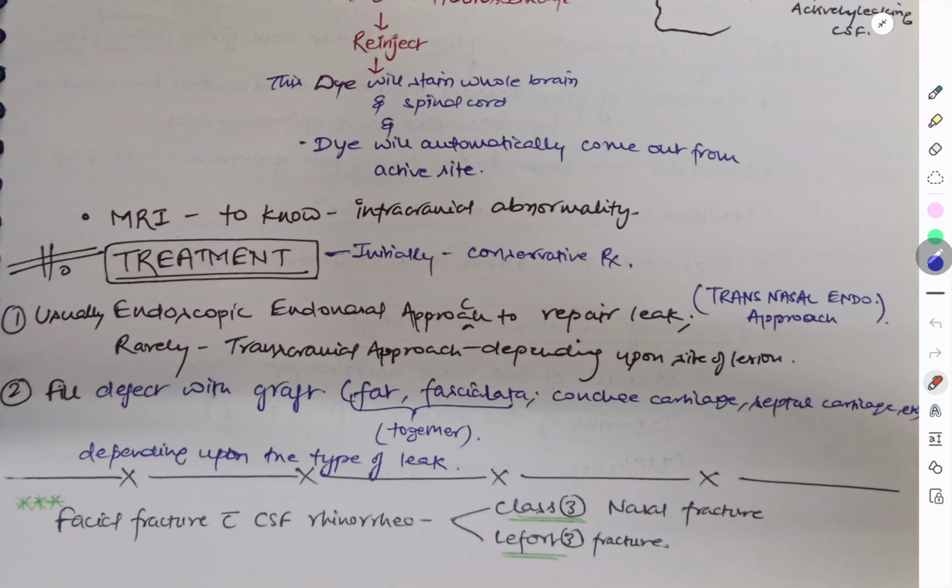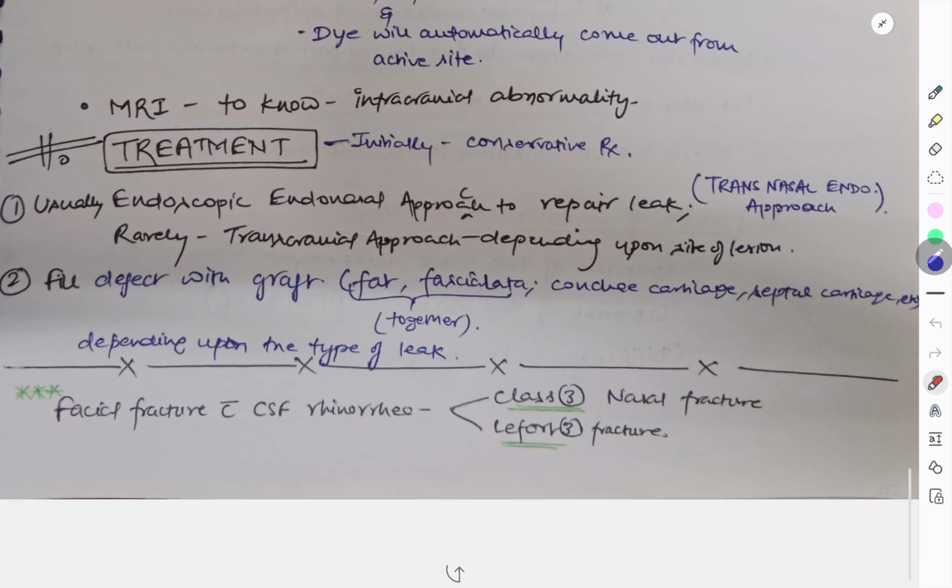If there is any defect, we have to fill it with a graft. The graft can be fat, fascia lata, conchal cartilage, septal cartilage, etc. We just fill the defect with the graft, and it depends upon the type of leakage. One of the most important facial fractures with complaints of CSF rhinorrhea is the class 3 nasal fracture and Le Fort 3 fracture. We'll learn about them in the different types of facial fractures.